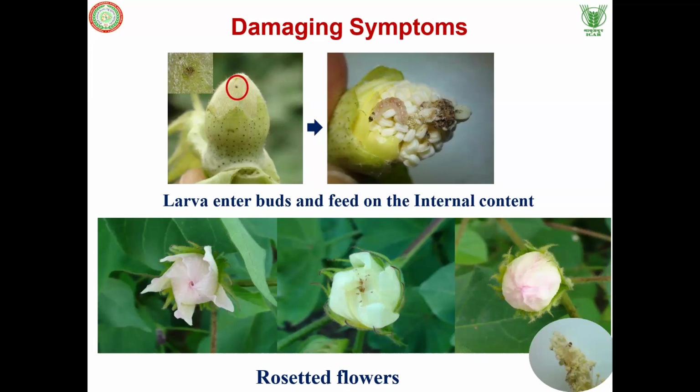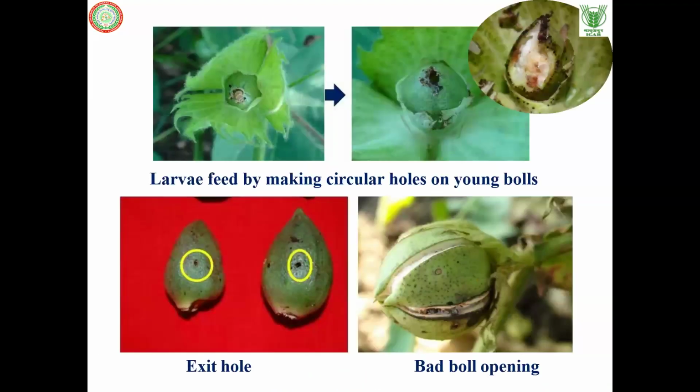Among the 20 to 30 squares, only 5 to 6 unopened squares will be there. If you open that unopened square, definitely there will be a larva inside. That kind of symptom is called rosette flowers. They call it rosette flowers because the cotton flower looks like a rose, an unopened flower. If you open it, definitely we can see the larva. And not only is it feeding on the flower, it also feeds on the bolls, making circular holes on the boll.